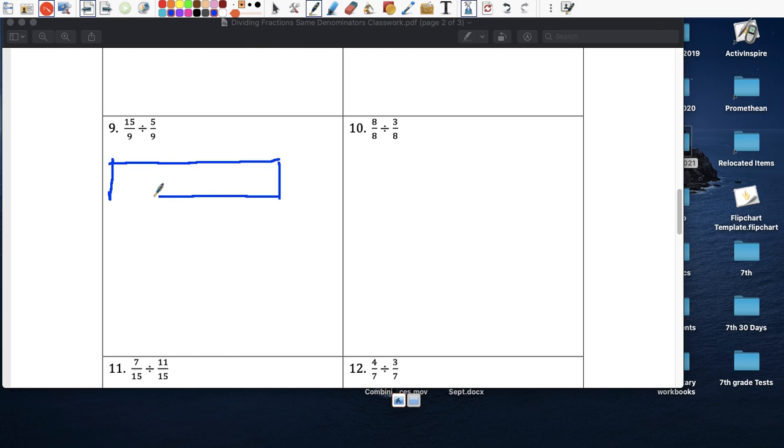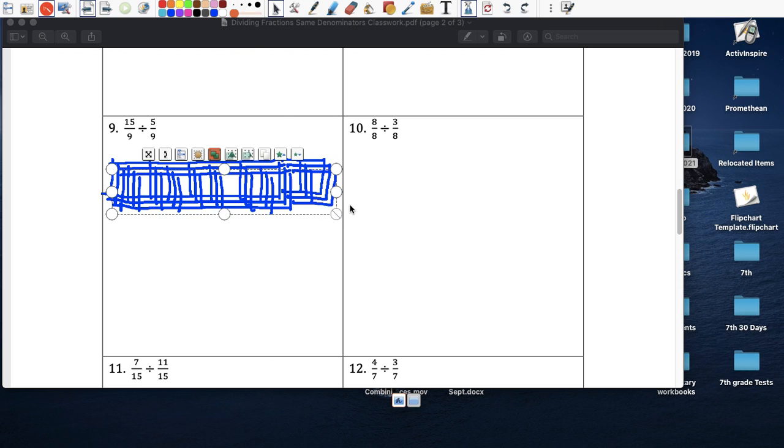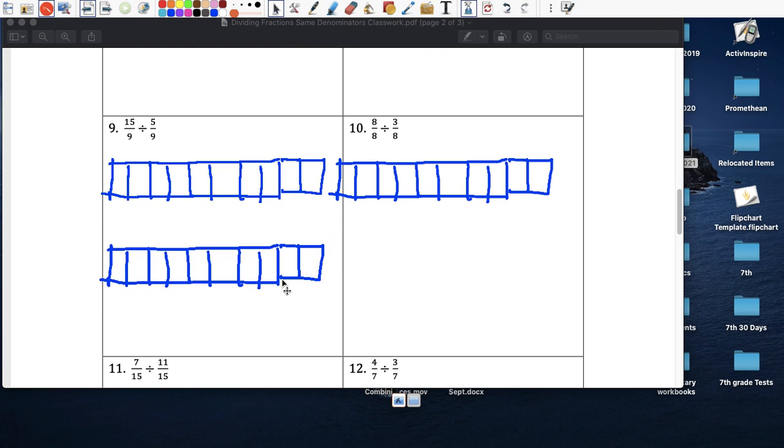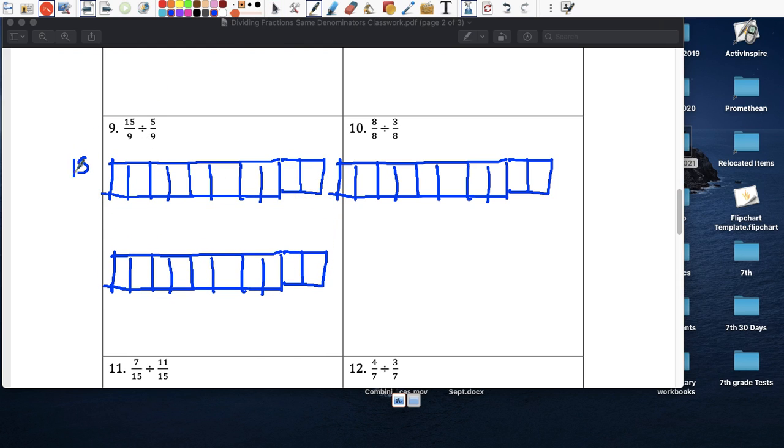So this is 9, and we're going to need 2 of those. 1, 2, 3, 4, 5, 6, 7, 8, 9. One next to here. All right, so this is 15/9. That's shade 15/9, so that would be 9, 10, 11, 12, 13, 14, 15. Okay, so that's 15/9. Here's 5/9. 1, 2, 3, 4, 5.